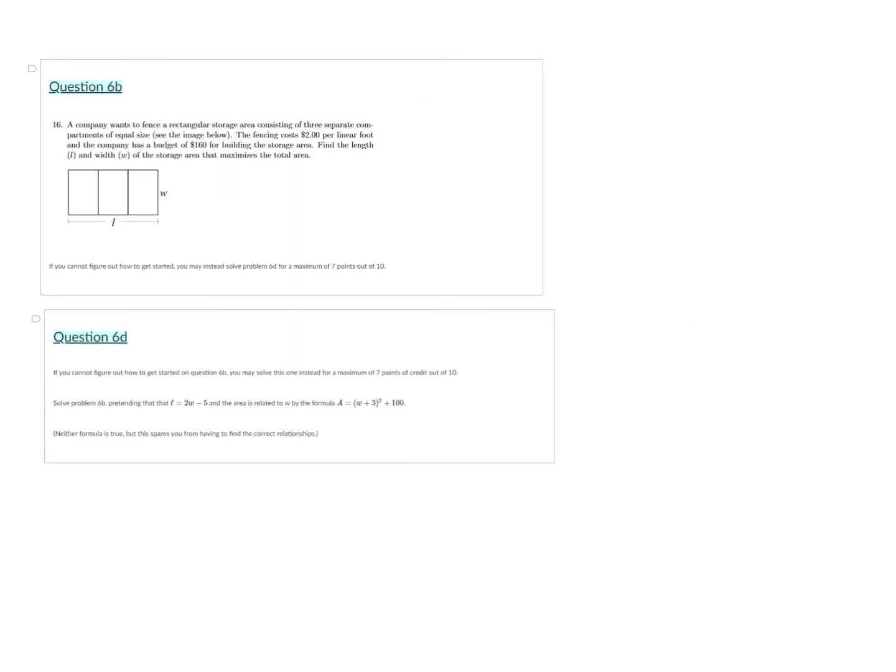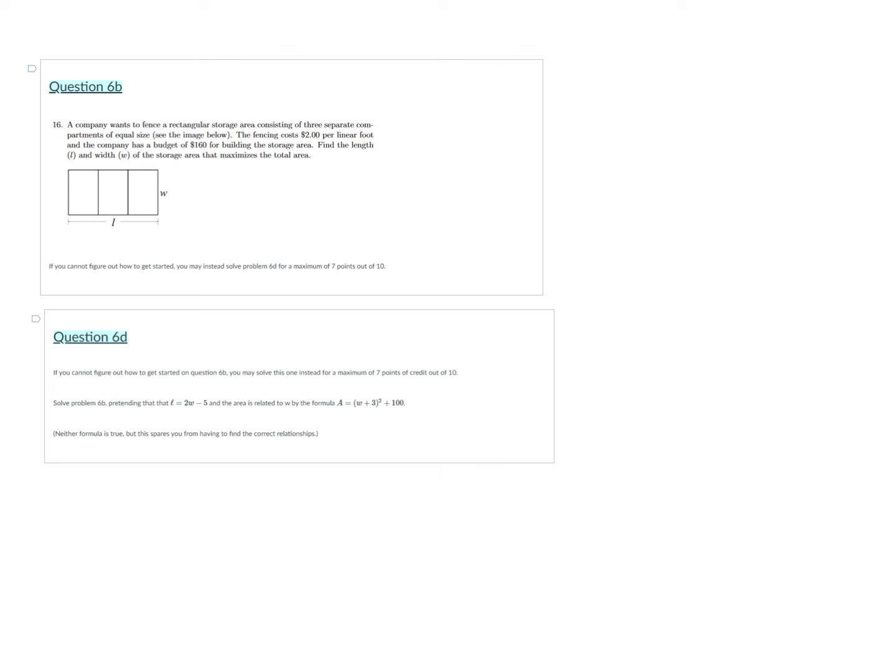So we have 6b, and there's also 6d that I will also go over, but let's start with 6b real quick. So we have a company that wants to fence a rectangular storage area consisting of 3 separate compartments of equal size. The fencing costs $2 per linear foot, and the company has a budget of $160 for building the storage area. We want to find the length and width of the storage area that maximizes the total area.